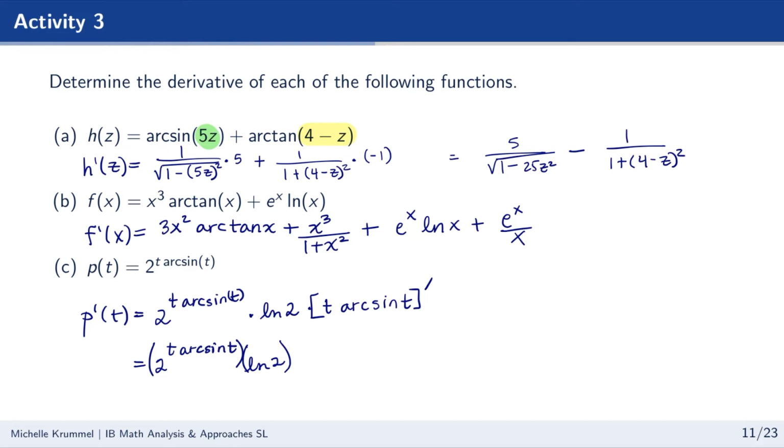Okay, and then times, for the derivative of t arc sine t, we're going to use the product rule. So its derivative of the first factor is just 1 times the second factor plus t times the derivative of the second factor. And so now I need the derivative of arc sine t. The derivative of arc sine t is 1 over the square root of 1 minus t squared.